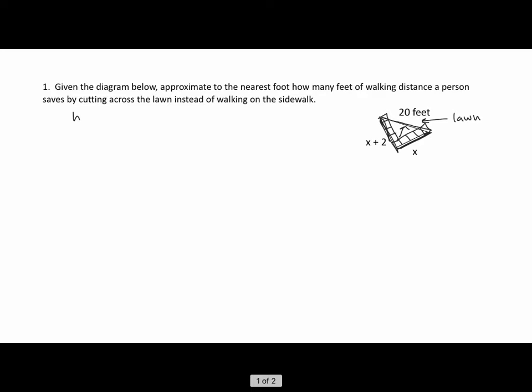So the Pythagorean Theorem tells us that the sum of the squares of the legs equals the square of the hypotenuse. So the hypotenuse we know is 20 feet. The legs are x and x plus 2. That relates the known to the unknown in an equation, and then we can solve the equation for the variable.